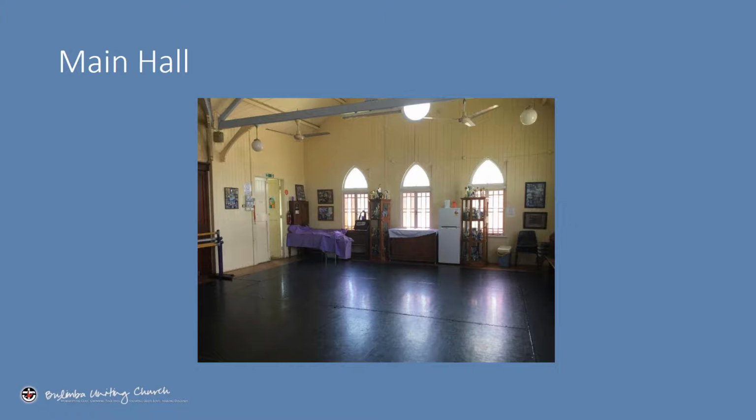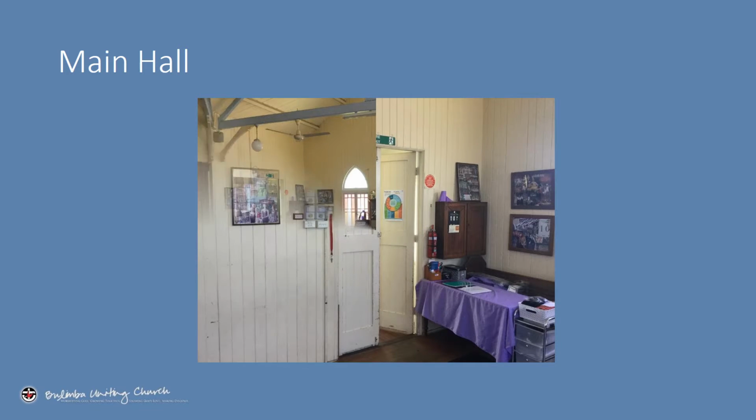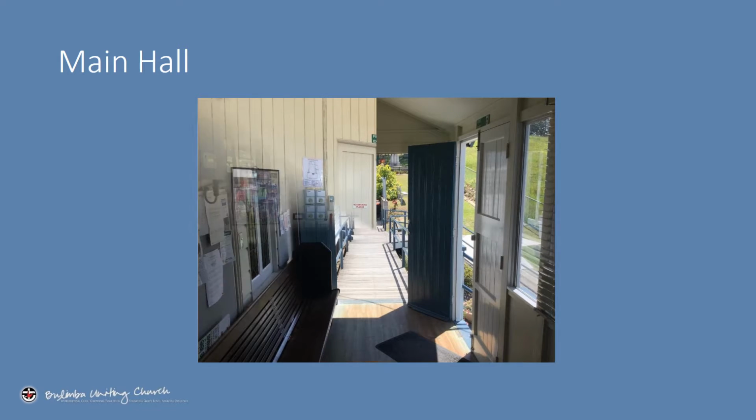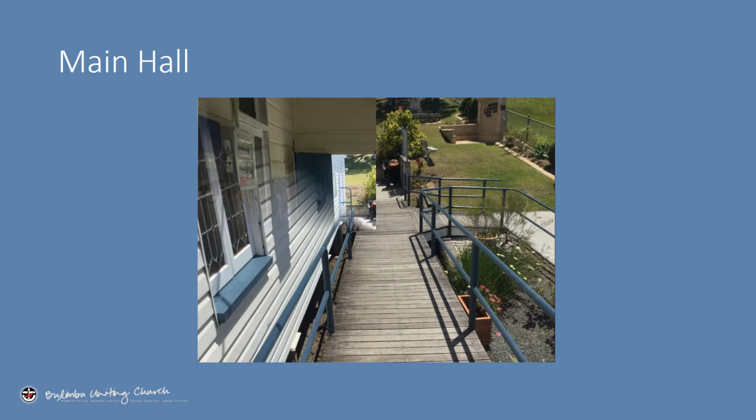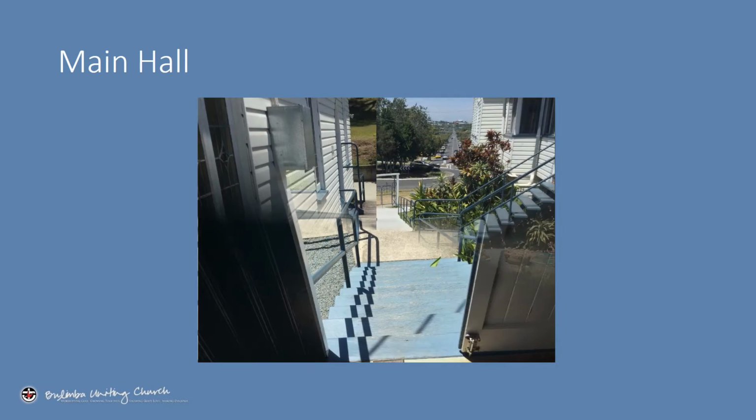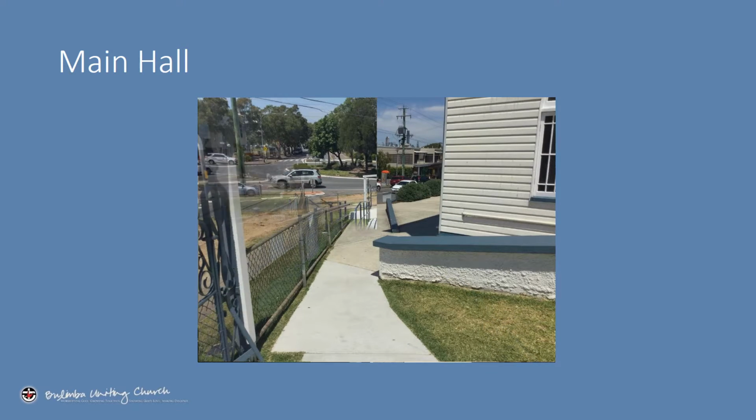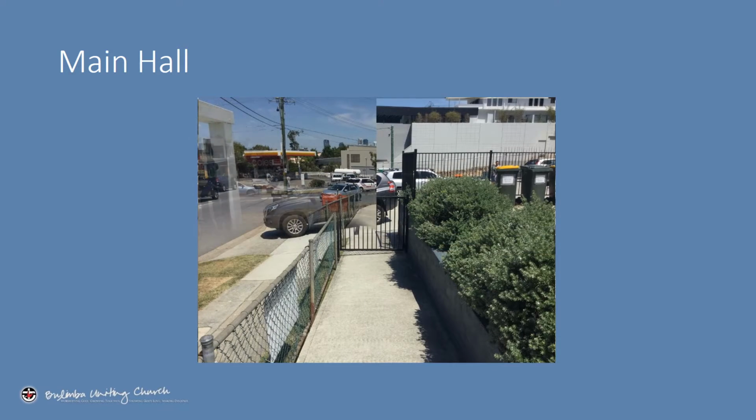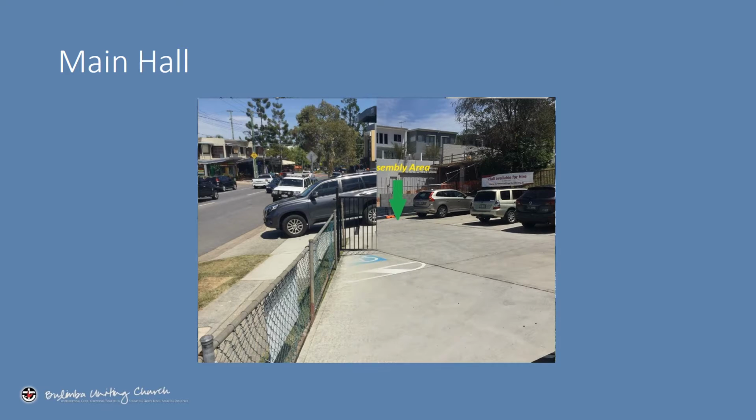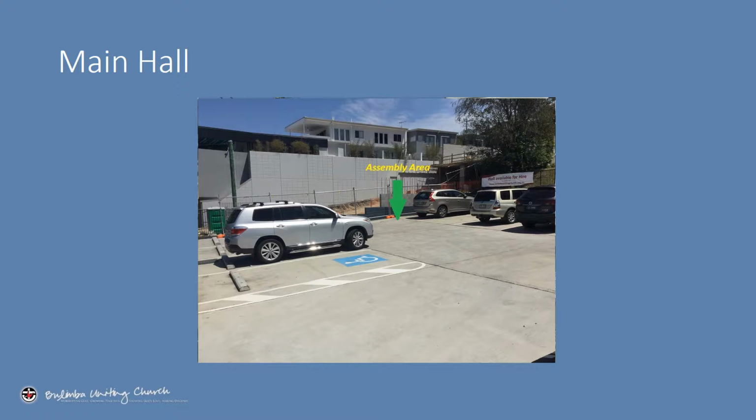If you are in the upstairs hall, move to the main entry door and proceed through the foyer. Move down the ramp or stairs to the path and follow it back past the building towards Oxford Street. Turn right and proceed to the car park, which serves as the assembly point.